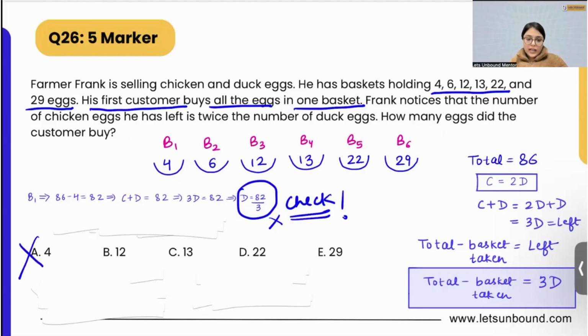Similarly, you can check. So instead of going through this entire calculation, all you can do is pick up the basket number.